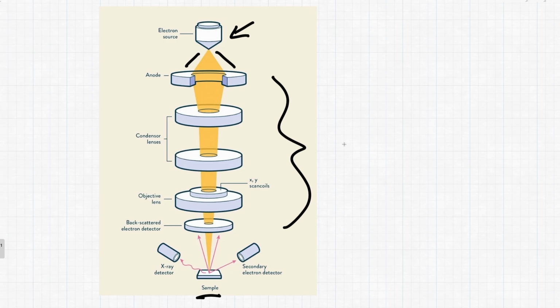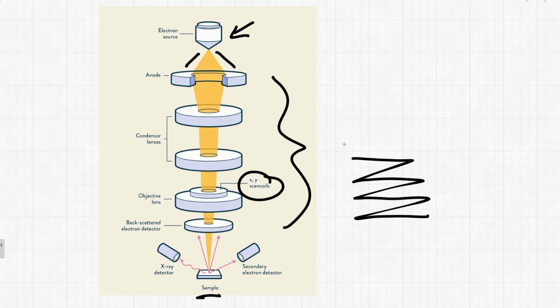This beam of electrons will be focused to a point on the sample, and to generate an image, we need to raster that beam of electrons across the sample using what are known as scan coils. And these are just small electromagnetic or electrostatic deflection coils that bump the beam back and forth in an X and Y pattern to generate the image that we're interested in. And this is where a scanning electron microscope gets its name. It scans across the sample.